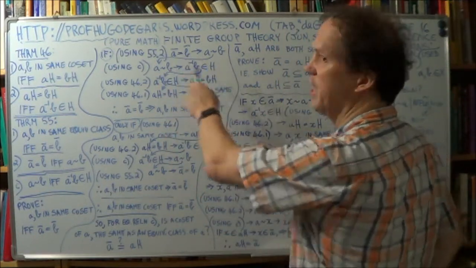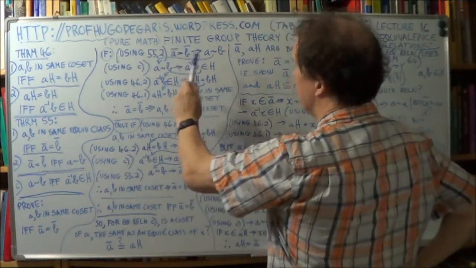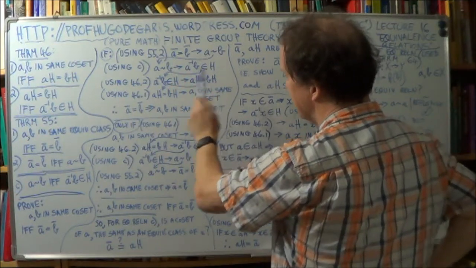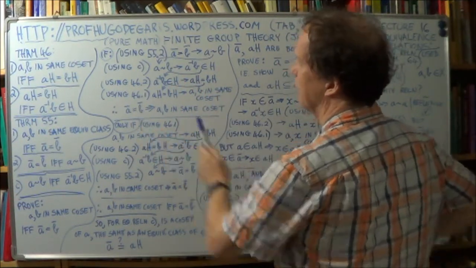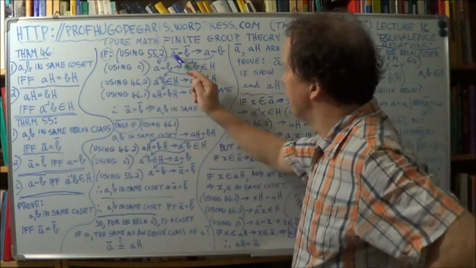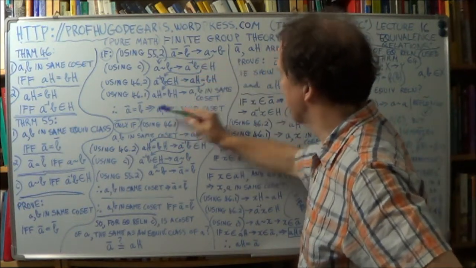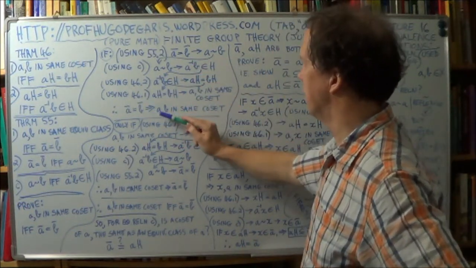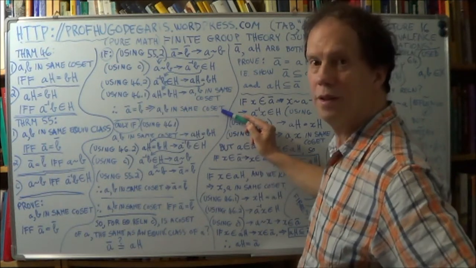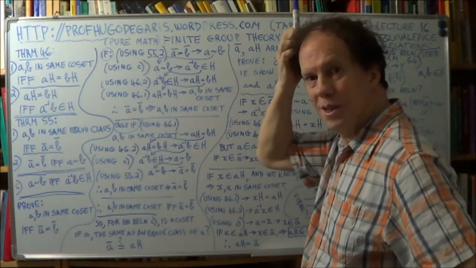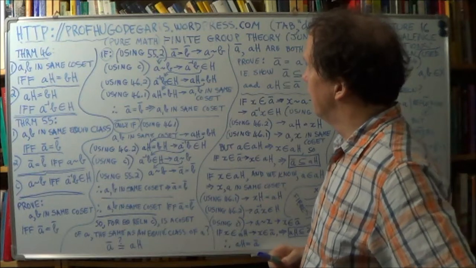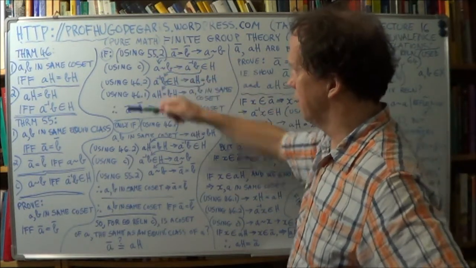Okay, so through that chain of logic, if A is B and B is C and C is D and D is E, therefore if A then E. Right? So if this, then through this chain of logic you end up showing that A and B are in the same coset. Right? So quite a lot of deduction there.